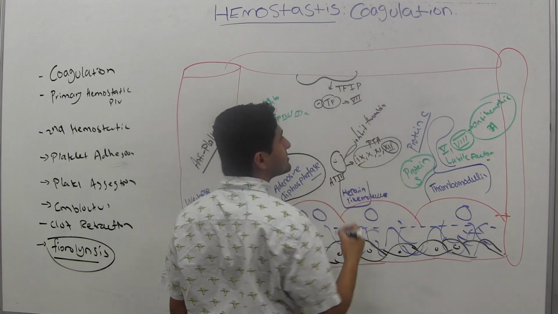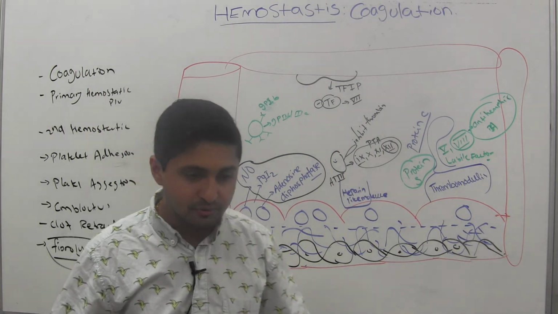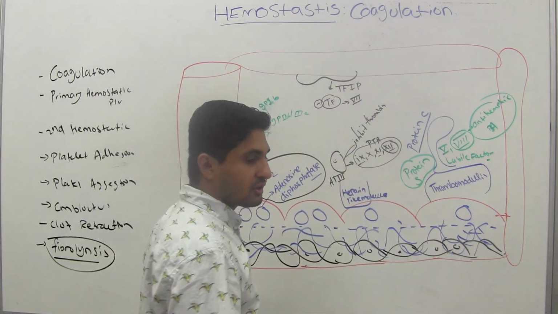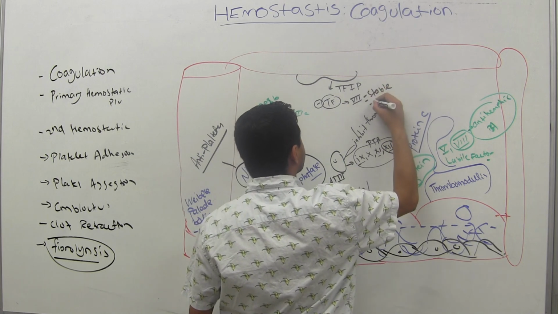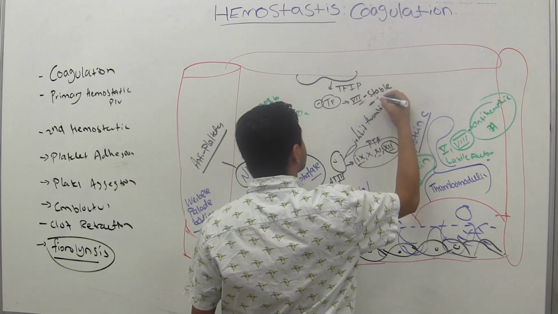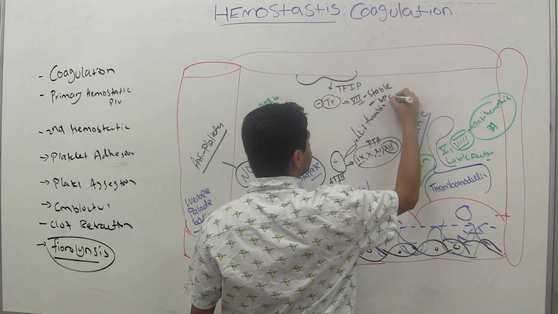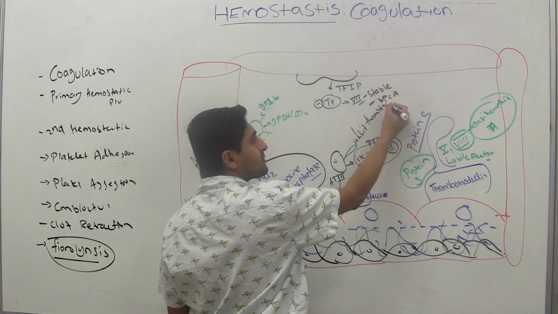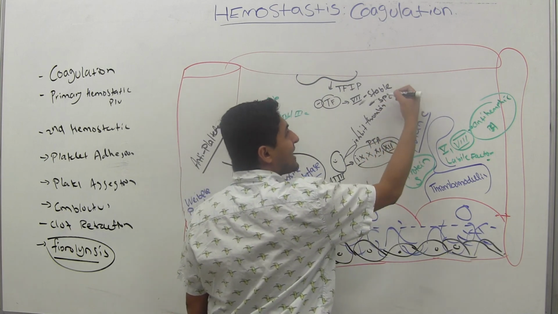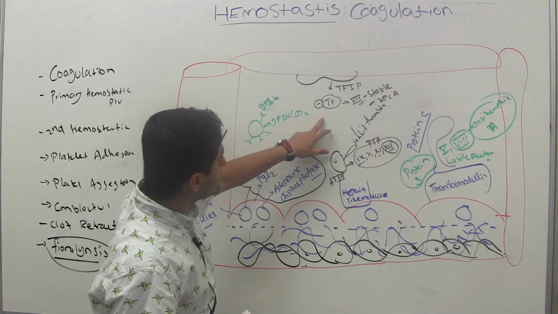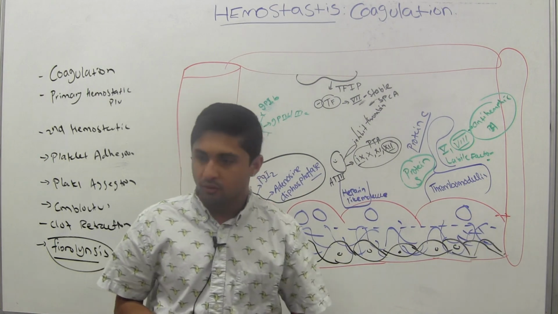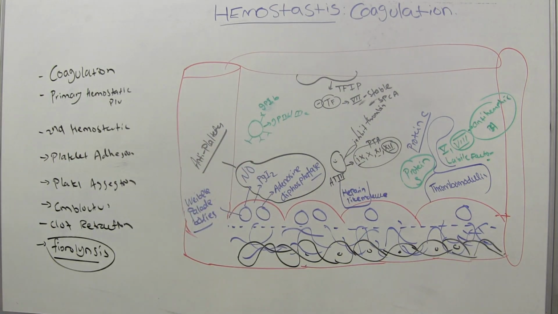And what is your factor 7? Factor 7 is going to be a stable factor, right? We call it a stable factor for this one. Or you can say it's also called SPCA. What does this mean? Serum prothrombin conversion accelerator, all right? That's also another name for it, and that's what the tissue factor pathway inhibitor also does, right?